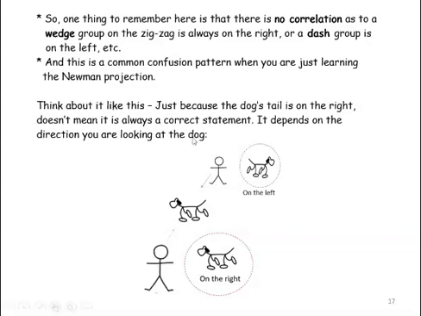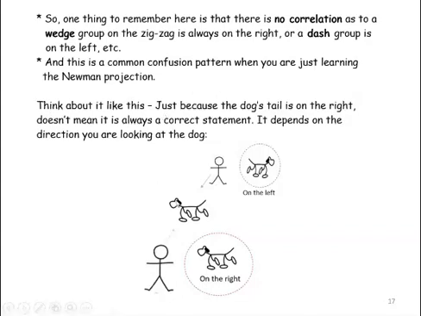So if we talk about Newman projection, there is no question of confusion. Dash bond is representing this, wedge bond is representing that, or solid bond is representing this or that. There is no confusion like this in the case of Newman projection.